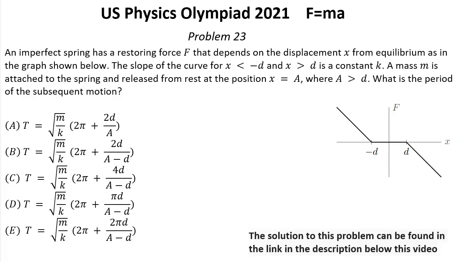Problem number 23. An imperfect spring has a restoring force F that depends on the displacement x from equilibrium as in the graph shown below.